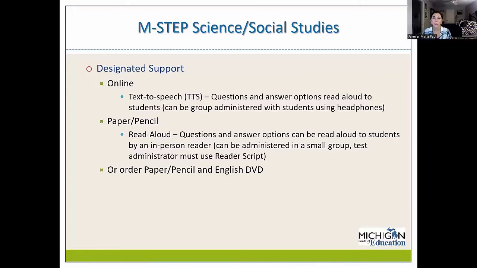For M-STEP Science and Social Studies, there's just the designated support option. There's no reading passages, so there's no accommodation form of this. Students taking the online form of the assessment have access to text-to-speech. It's going to read aloud questions and answer options. Now, if they're going to take the paper-pencil form of this, again, a reader can read aloud questions and answer options.